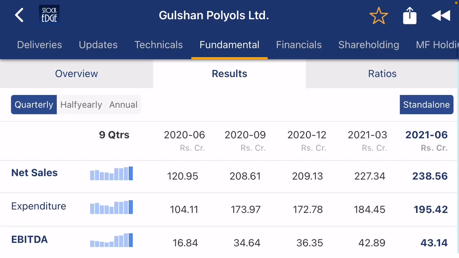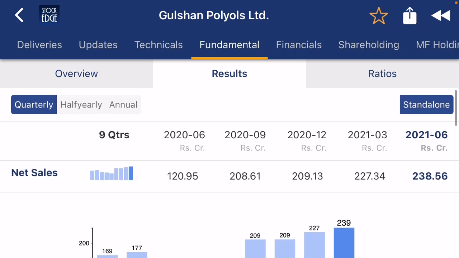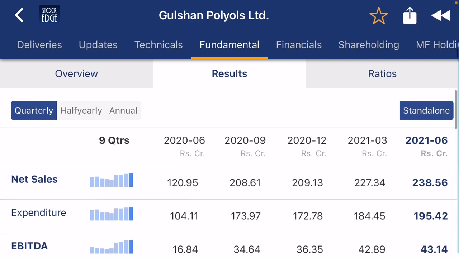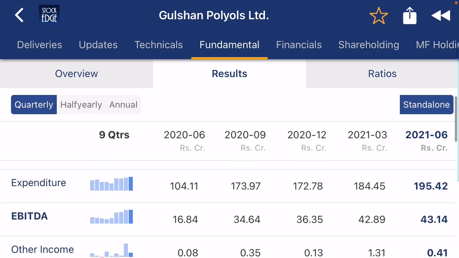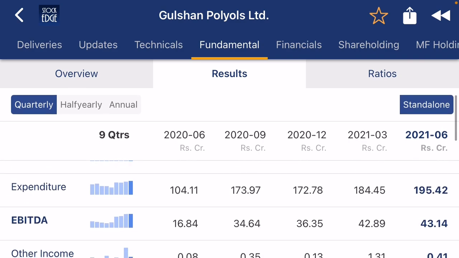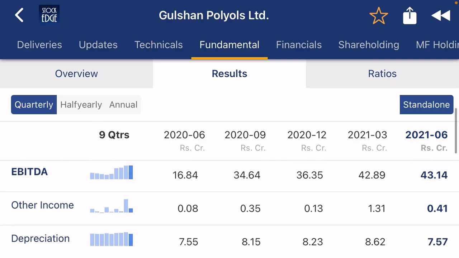Now you can see the result of the company here. The company's sales are growing every quarter. You can see how the sales are growing. In June 2020 the company had 120 crore. Now it is more than double, 238 crore in June 2021. Exponential growth within 1 year. The company also managed expenditure, meaning overall margin the company is maintaining very well. EBITDA is also growing, from 16 crore to 43 crore.